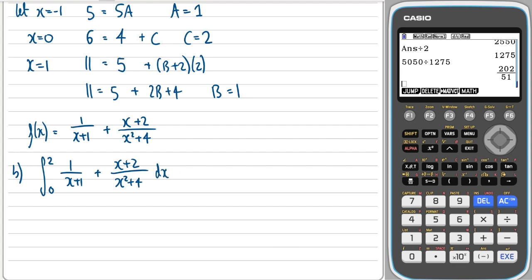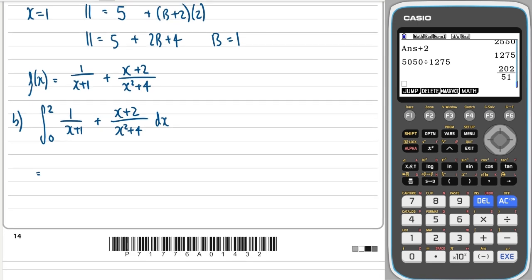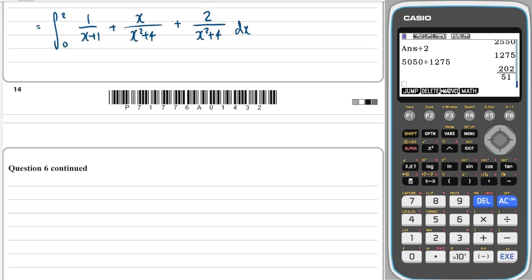With respect to x. Now the trick here is to split this one up because we can't integrate it directly in this form. So what I'm going to do is write it as the integral of x over x squared plus 4, so we can integrate that using the ln rule, plus 2 over x squared plus 4, and we can integrate that using the arctan rule. Okay, so the first one, if we look at the denominator, its derivative is 1, so we can integrate that directly using ln. We can say that is ln of x plus 1, the denominator.